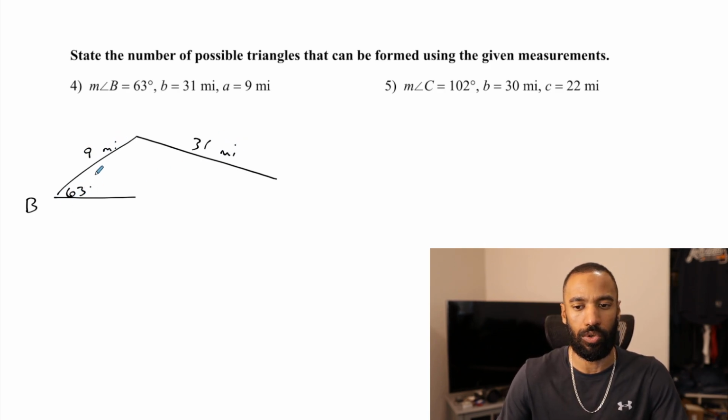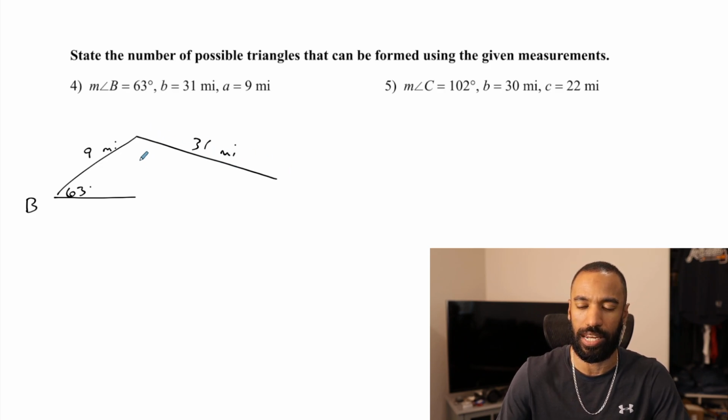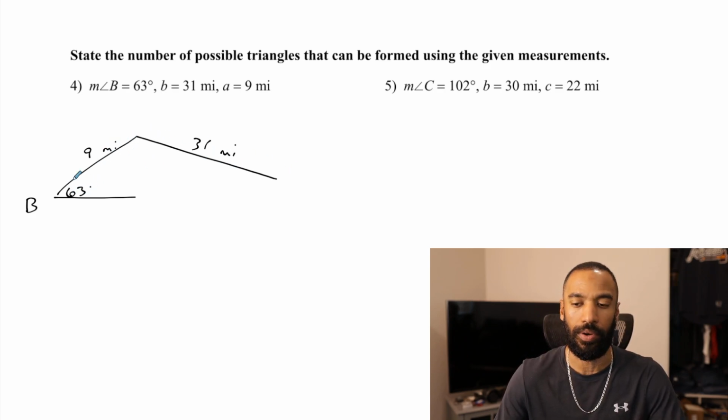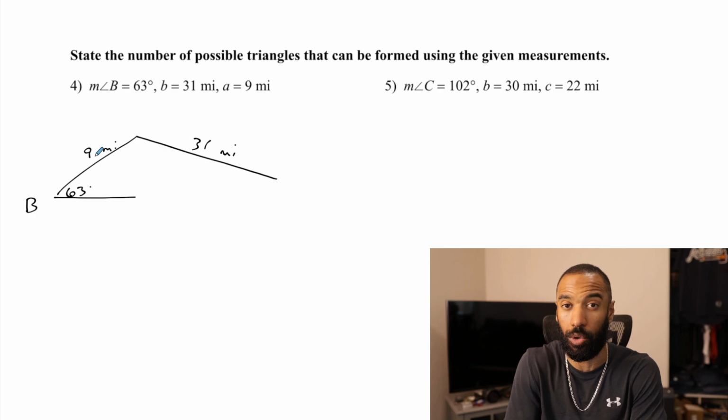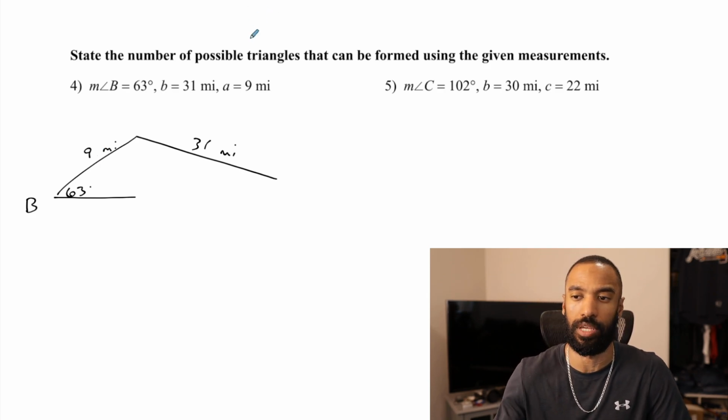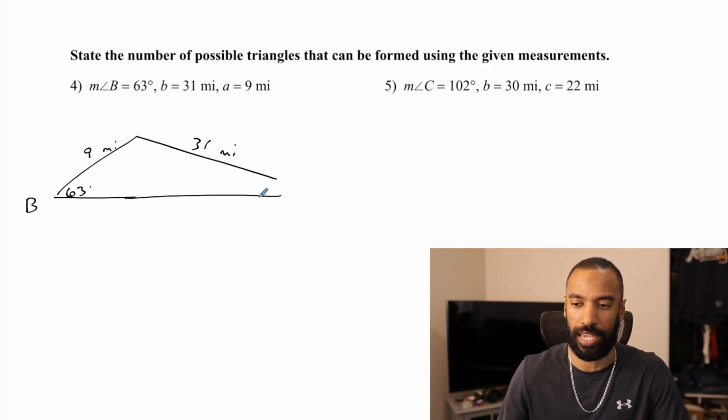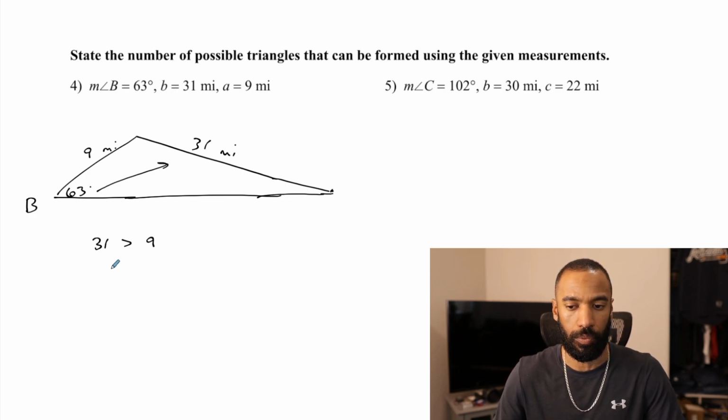Doesn't matter if this is acute or obtuse, as long as the side opposite the angle is larger than the side that makes the angle right here, only one triangle can be formed. Absolutely one triangle can be formed, and only one. I can extend this side as long as I want and fix this angle as much as I want, and it connects here. This is just one triangle because this 31 is greater than 9. The one opposite the angle, 31, is greater than 9.